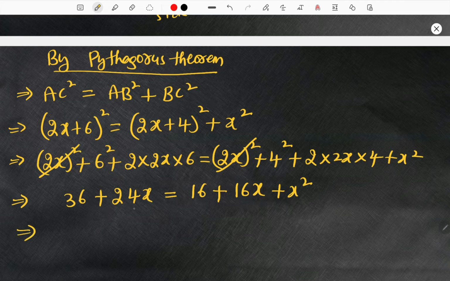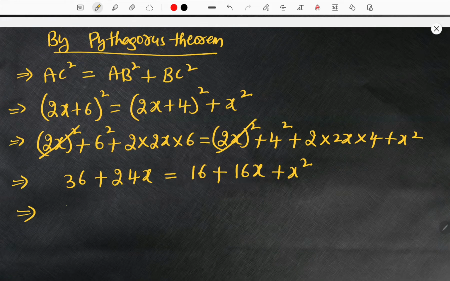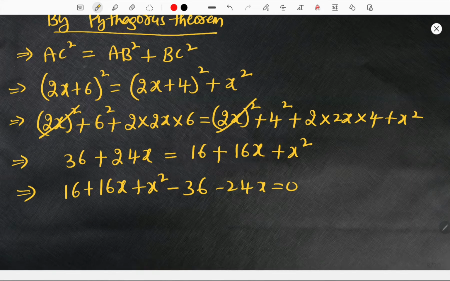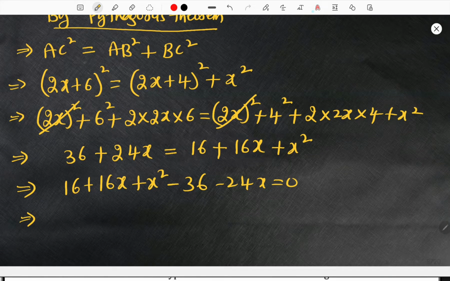Let us send all these terms to that side. So it becomes 16 plus 16x plus x square, minus 36, minus 24x is equal to 0. I hope you are understanding the calculation. Now look at this, how many x square are there? Only one x square is there. Let us write that first, so it becomes x square here.